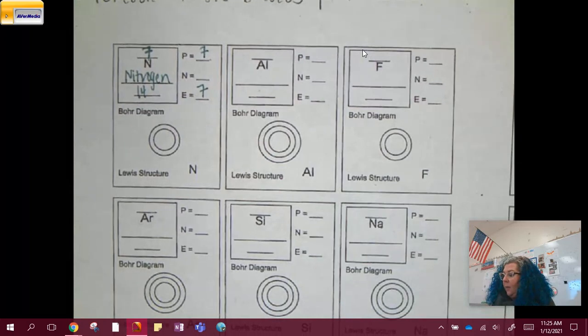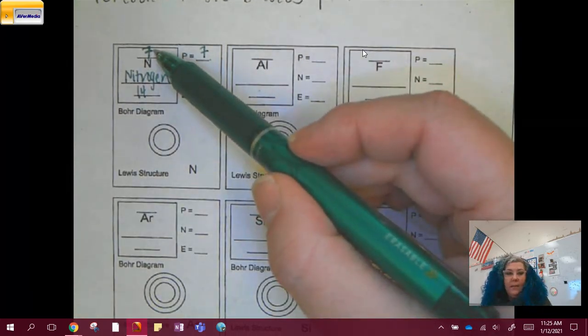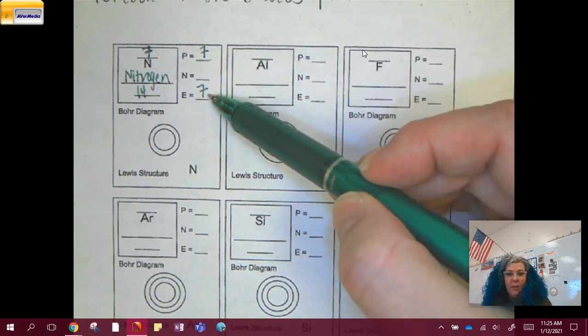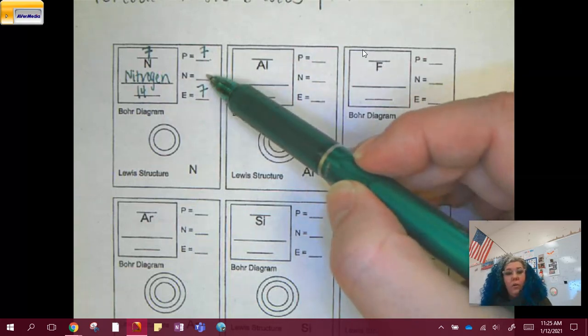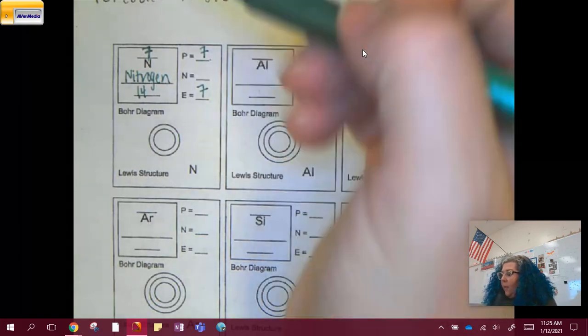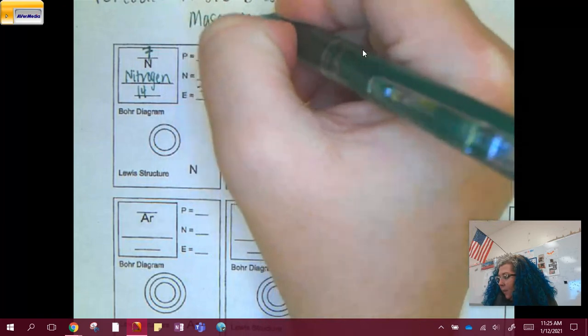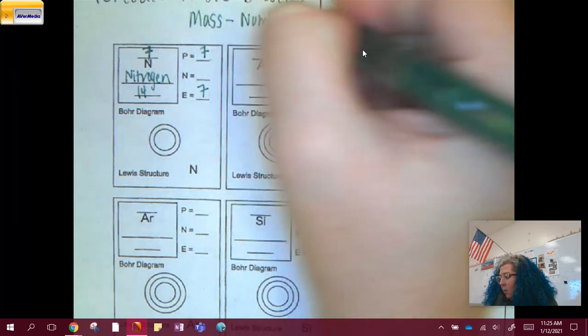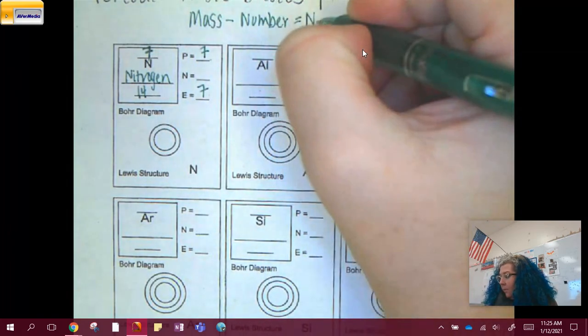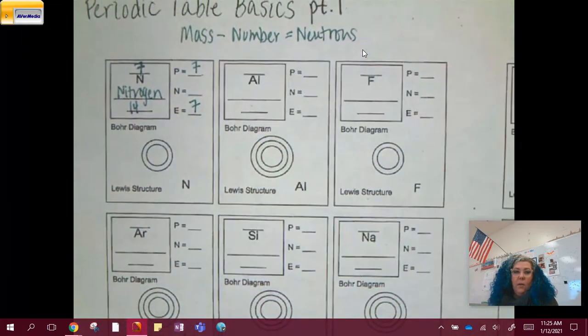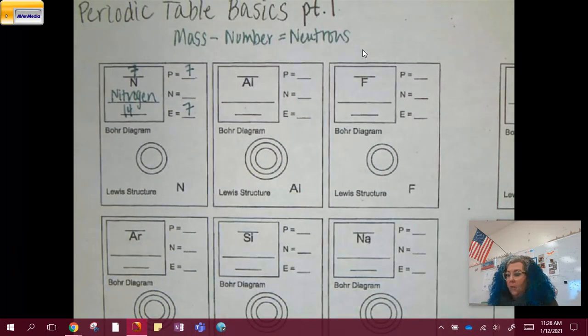So, like we said, on my periodic table, the atomic number was 7. So that means you have 7 protons, and that also means you have 7 electrons in a neutral atom or neutral element. We do not know what neutrons are yet. This is where you got to do some work. In this case, it's pretty easy. So remember, you're going to do mass minus the number equals neutrons. Okay, so the atomic mass minus the atomic number is going to give you neutrons.